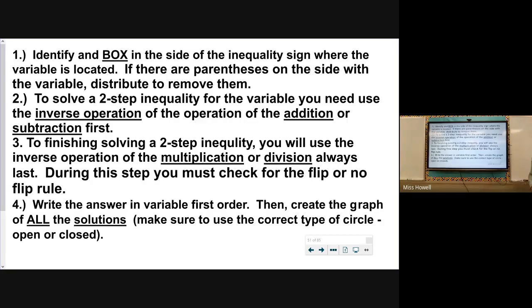So hit pause here, fill in your blanks, how we go about solving two-step inequalities.